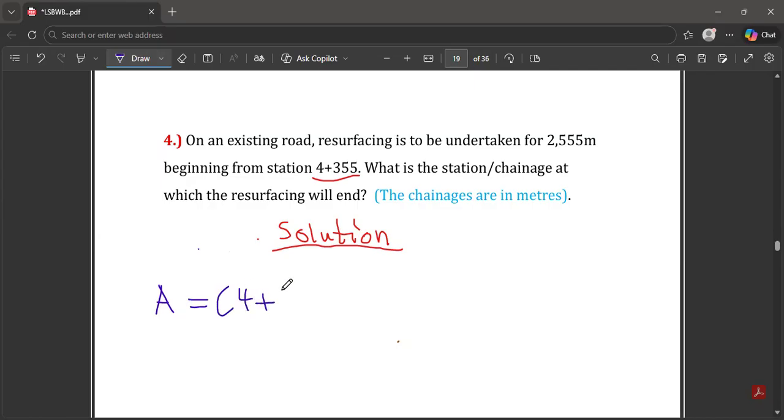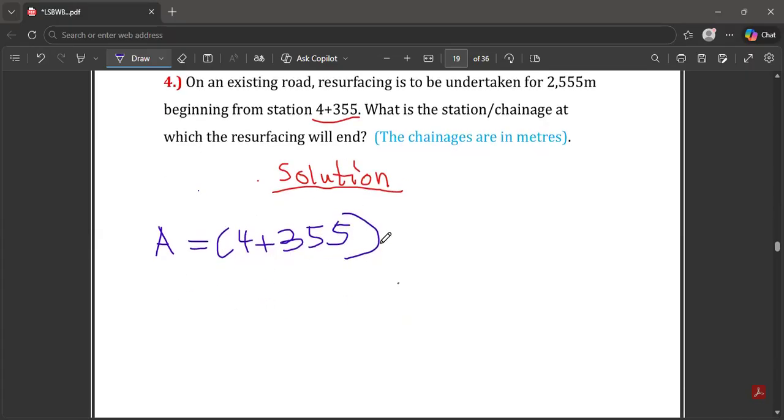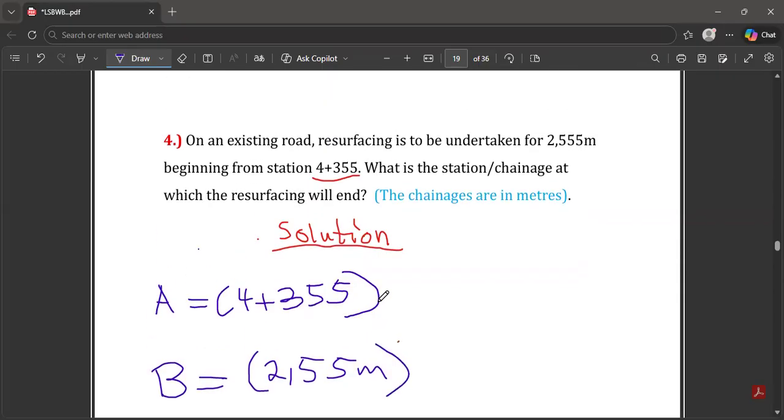Let's say A is equal to 4 plus 3 plus 5. Okay, good. And also let's say B is equal to 2,5,5,5 meters. Okay. Now let's go and read the question again. An existing road resurfacing is to be undertaken for 2,555 meters. Beginning from this, what is the station at which the resurface will end?